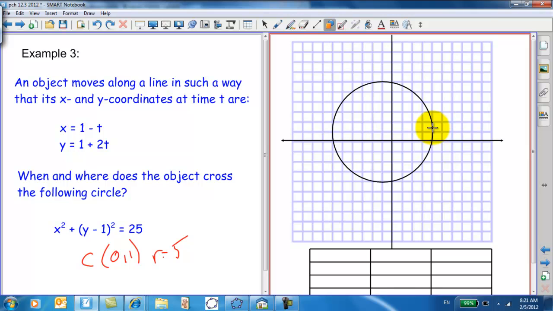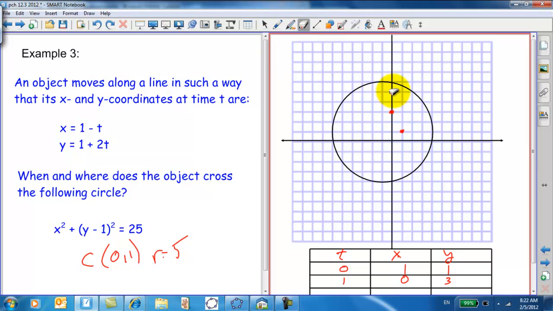So there's the circle. Now we want to get various points in here. So let's use our parametric trick here of looking at t. When t equals 0, we're going to get x and y of 1 and 1. At time equals 0, we got (1, 1). At time equals 1, we get 1 minus 1, which is 0 for x. We put 1 in for y, we get 3 for y. (0, 3) right there.